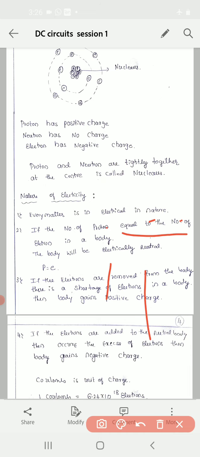Then third one: if a number of electrons are removed from the body, there is a shortage of electrons in the body, then the body gains a positive charge. You can see in your diagram the number of protons is equal to the number of electrons, that is P is equal to E. It is called electrically neutral. Then if one electron is removed here, there is a shortage of electrons, then the body gains a positive charge.